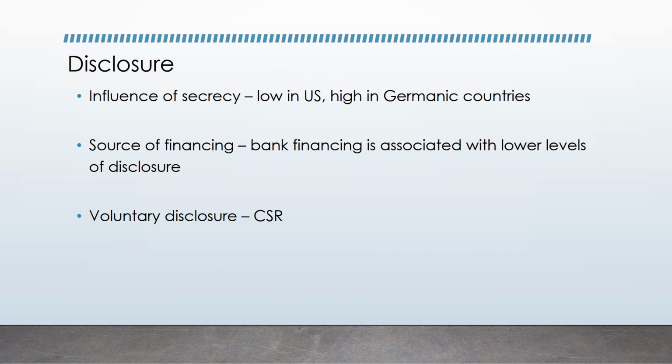We talked some about disclosure earlier in the semester, and we talked about the influence of secrecy and the source of financing on the amount of disclosure that was required under different systems of accounting. The influence of secrecy is typically low in the US and high in Germanic countries. As for sources of financing, bank financing is associated with lower levels of disclosure, whereas equity financing is associated with higher levels of disclosure. Increasingly in European countries, you're seeing voluntary disclosure regarding corporate social responsibility.